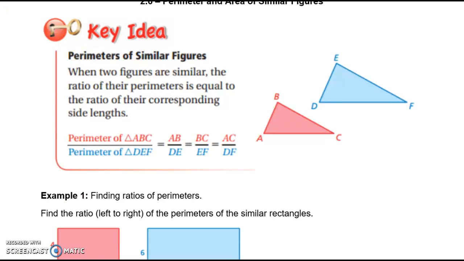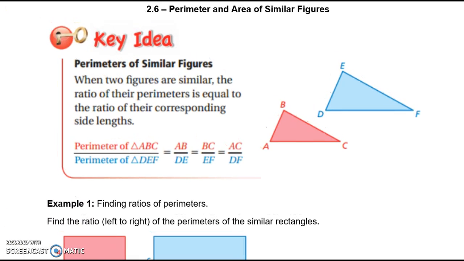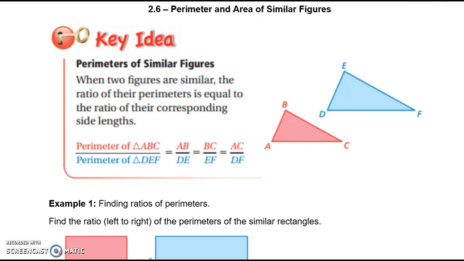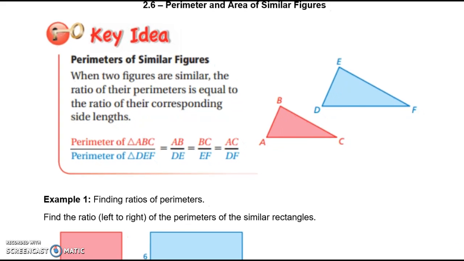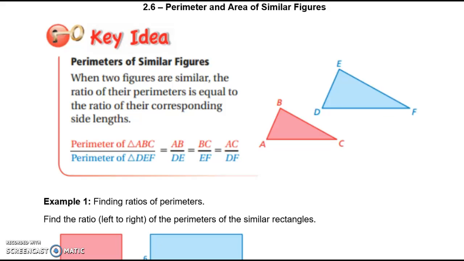All right, here we go, guys, on 2.5, which is perimeter and area of similar figures. You talked about what similar figures are in section 2.5, and now we are going to use that to talk about perimeter and area. So you see here this key idea. When two figures are similar, the ratio, remember ratio is just another word for fraction, the ratio of their perimeters is equal to the ratio of their corresponding side lengths.